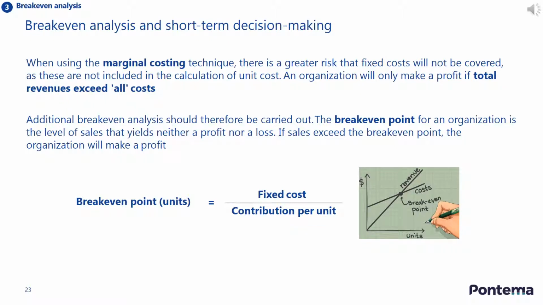With the marginal costing technique, fixed costs are not included in the calculation of unit cost, which means there is a greater risk an organization will not cover its fixed costs. Break-even analysis is a useful tool to use alongside marginal costing, because it tells an organization the level of sales it needs to yield to break even, or to neither make a profit nor a loss. If sales exceed the break-even point, then the organization knows it will make a profit. To calculate the break-even point, simply divide your organization's fixed costs by the contribution per unit.